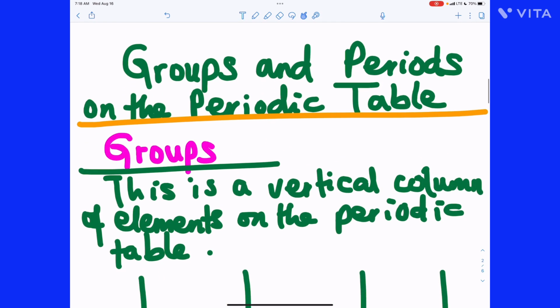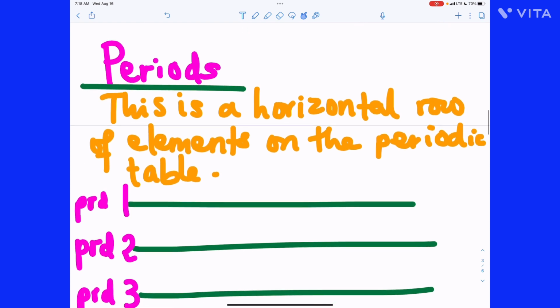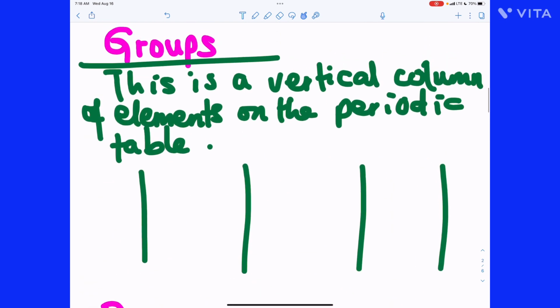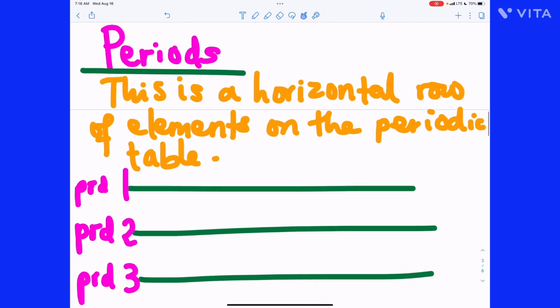Groups and periods on the periodic table. A group is a vertical column of elements on the periodic table. Let me take that definition again. A group is a vertical column of elements on the periodic table. Next is periods. A period is a horizontal row of elements on the periodic table.